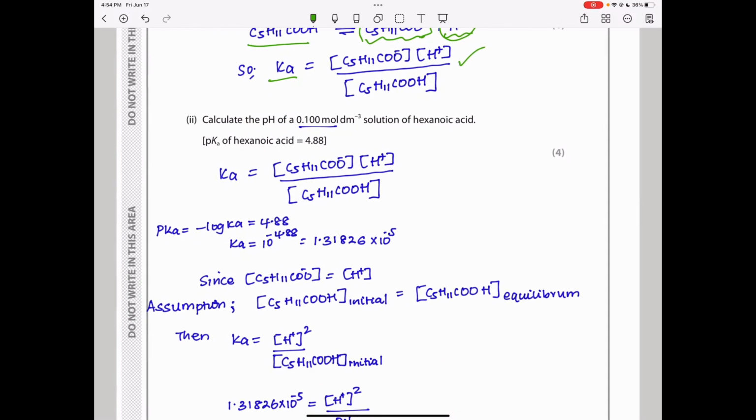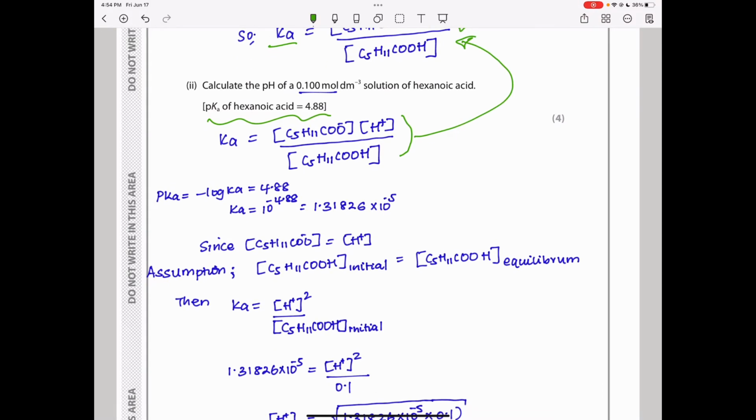The next part says, calculate the pH of a 0.1 mol per dm3 solution of hexanoic acid, provided the pKa is given like that. Again, I refer back to my equation, which I have up there. Because we were given pKa, and you know pKa is equal to negative log Ka, negative log Ka is going to be 4.88, meaning the real Ka is going to be 10 to the power negative 4.88. To convert this to that, you just say 10 to the power negative 4.88.